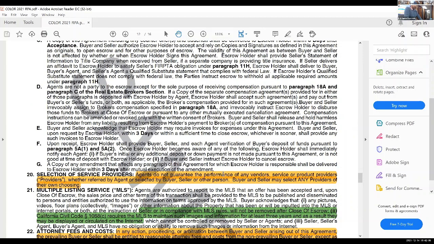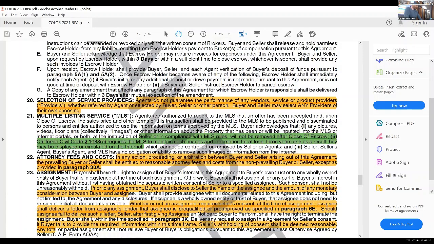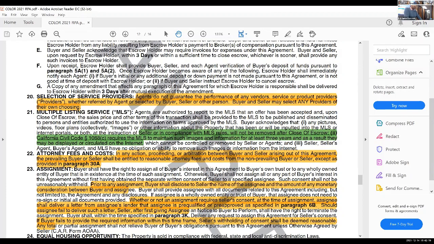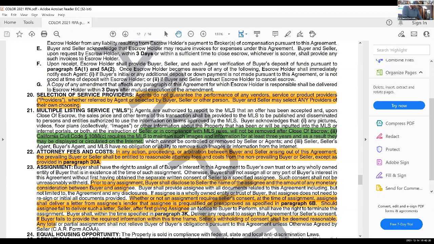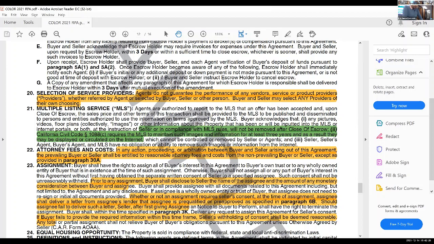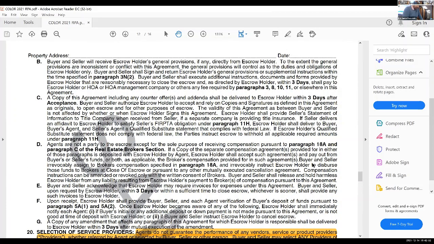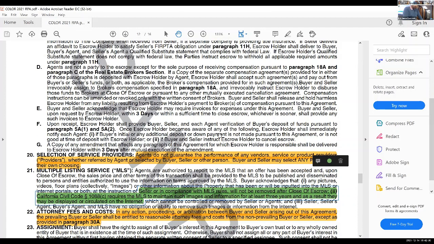The selection of service providers: the agents do not guarantee the performance of any vendor, service, or product providers. Right? If you hire a bad inspector, you hire a bad inspector. I like to provide options for folks, but when it comes to inspectors and things of that nature, a lot of times we're scheduling and putting that together. We just make sure that the other side agrees. In most cases, they have to agree they're going to be paying for it. At some point, they have to write the check.